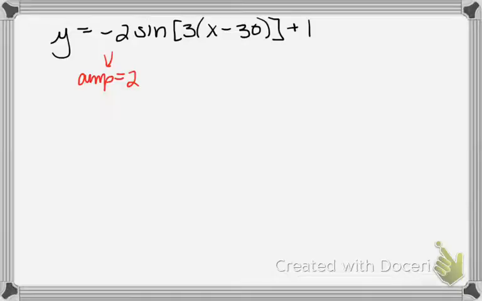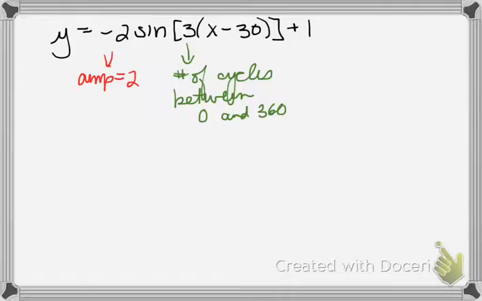Okay, the next thing that I want you to notice is this 3 here. This tells us the number of cycles that fit between 0 and 360. And we can also find the period of our function by doing 360 over the k value, which is 3. And it ends up telling us that it takes 120 degrees for one complete cycle to finish.